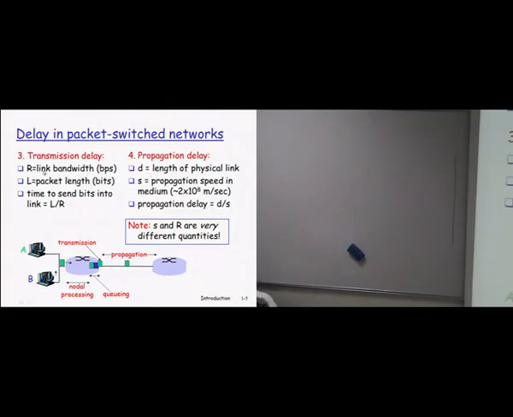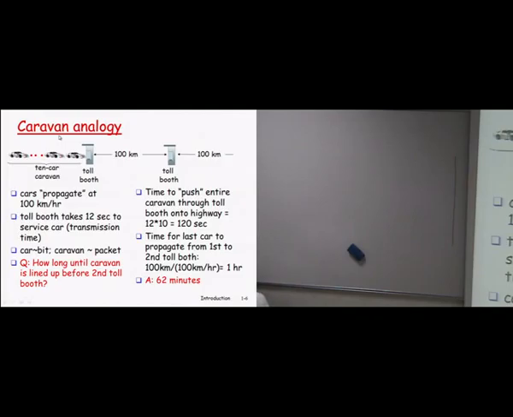For example, we have a toll booth, the checkpost from where the cars enter on the highway, on the motorway. A 10-car caravan is going to enter the highway through the toll booth. Cars are going to propagate at 100 kilometers per hour. So what is this 100 kilometers per hour? It is the speed of the car.